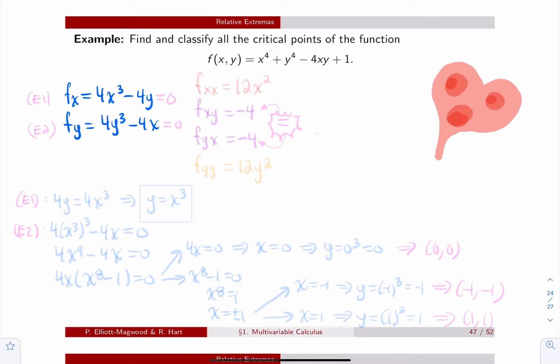So now if we compute the second order, so if you compute f of xx, so if you differentiate f of x with respect to x again, you're going to get 12x squared. If you compute f of xy, so if you start with f of x and you compute its derivative with respect to y, you're getting minus 4. If you compute f of yx, so if you take f of y and you differentiate it with respect to x, you're going to get minus 4.